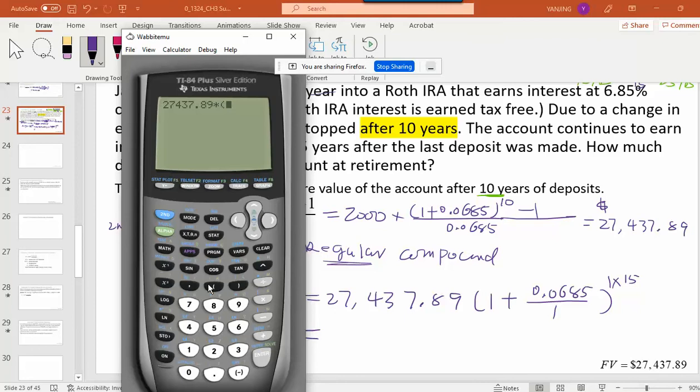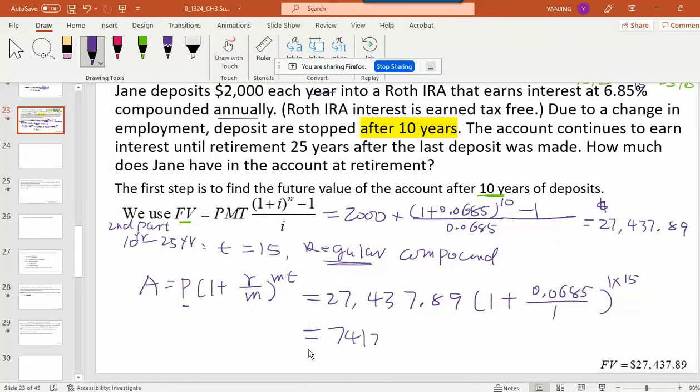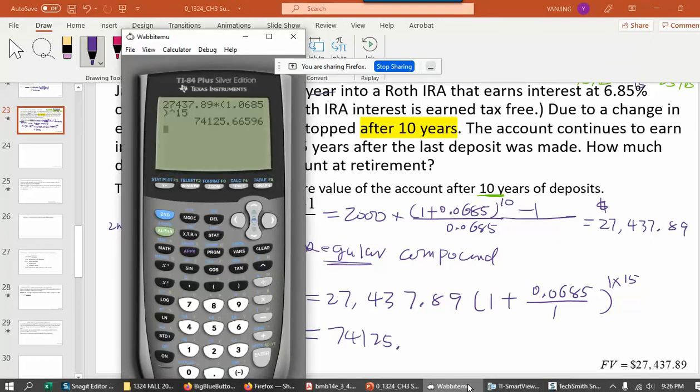And then 1 plus this one will be just 1.0685. And then to the power of 15. Alright, so she's gonna have 74125.67.